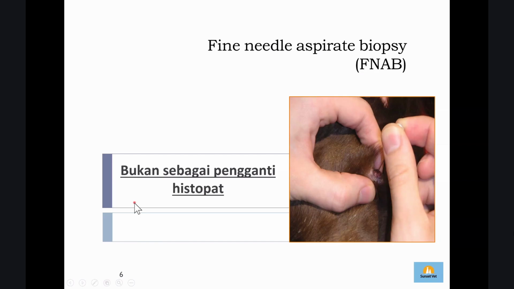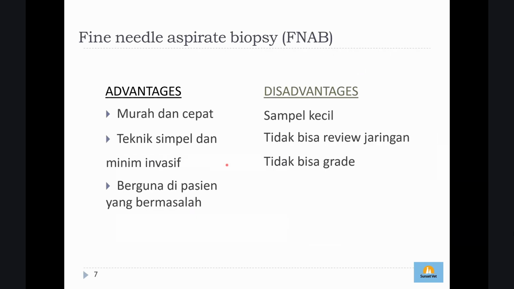replacement test. You still have to go with the biopsy, because with the biopsy, you can imagine this is the cell, and then you just stick the needle in. You get only a few cells. It's not the whole part. Remember the term: the bigger the better result. So we want the big. We want to get the whole picture.